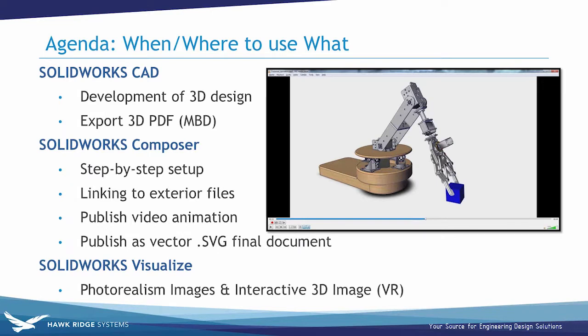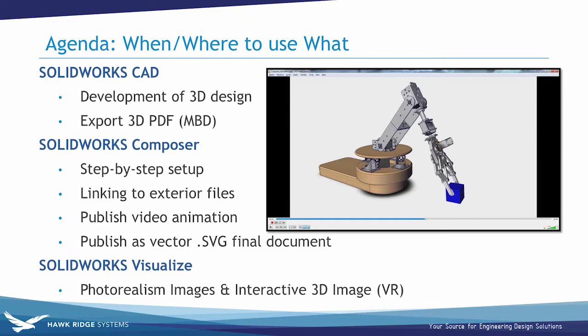We break this down into three different programs. There's SOLIDWORKS CAD, which we don't need here, but it does help if you want to make changes and things like that. Then there's Composer, and then there's Visualize. CAD is where you develop all the 3D design. Without 3D models, you really can't use these other two applications, so it all starts in SOLIDWORKS, with that 3D CAD, creating those 3D models, and various other CAD programs, of course.